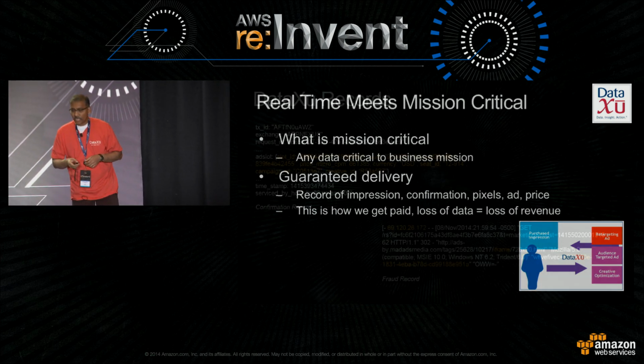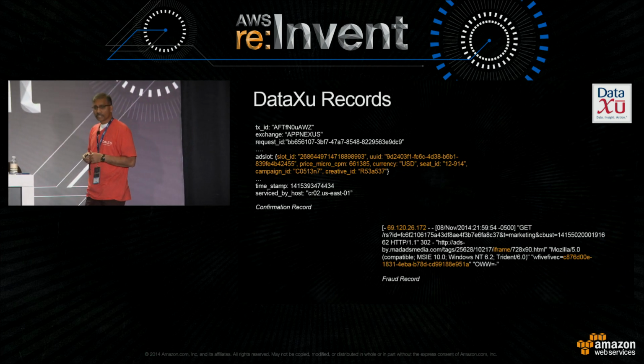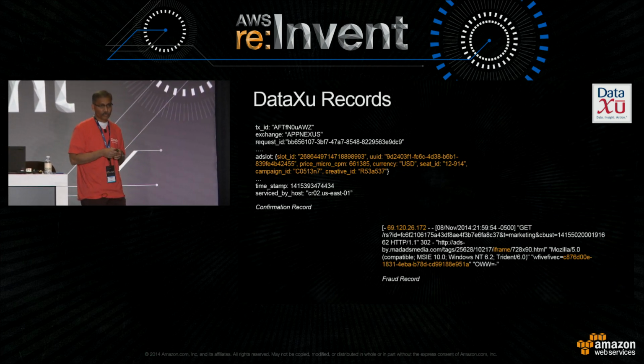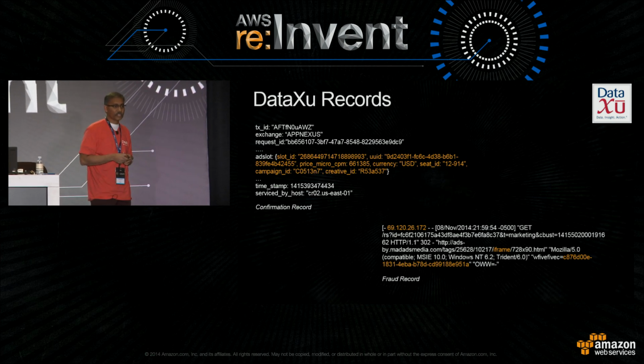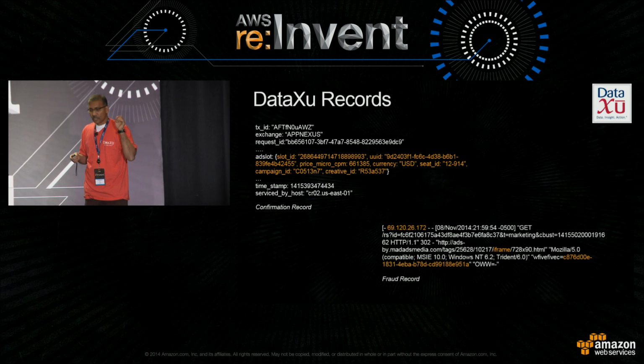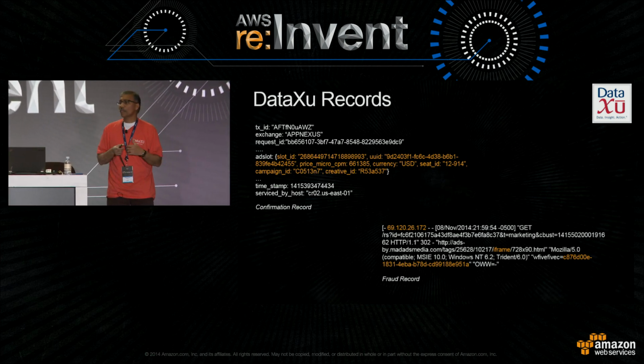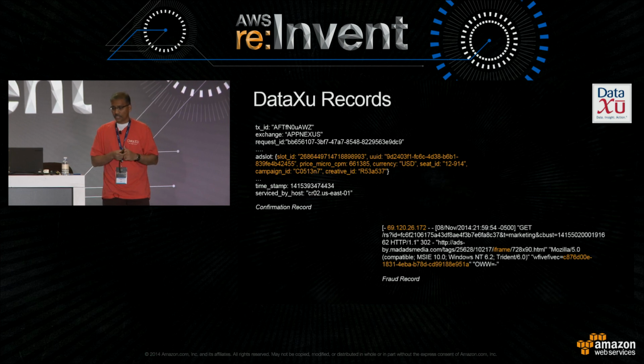So with that said, let's look at some of these production logs. These are the two samples that I took out of the production logs. On the left-hand side, you see a confirmation record. The confirmation record has this price micro CPM. That's our winning price. This is how we actually bill our customers. So we need to keep this data around.